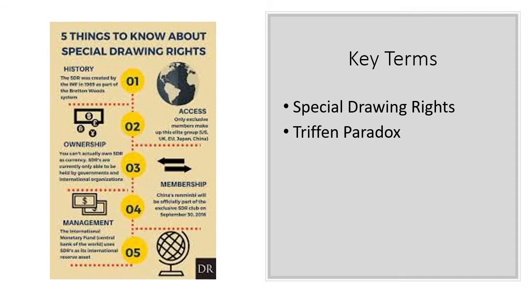There are two key terms that we'll be drawing back on, especially when it comes to our seminar question, and these are special drawing rights and the Triffin paradox. A special drawing right is basically an international monetary reserve asset. SDRs, special drawing rights, were created in 1969 by the IMF in response to the Triffin paradox. The Triffin paradox stated that the more US dollars were used as a base reserve currency, the less faith that the countries had in the ability of the US government to convert these dollars to gold.